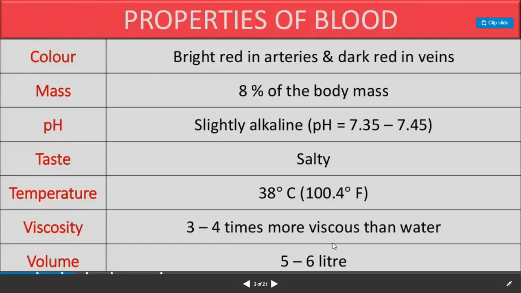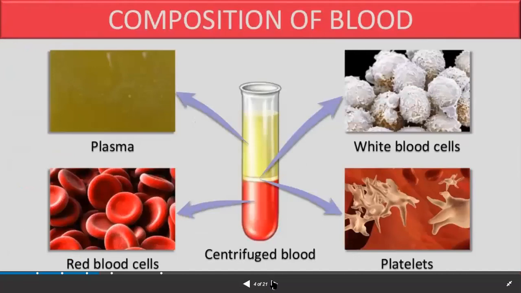Good. So these are the properties of blood. Now let's go into details. The composition of blood. Blood in itself is made up of two main parts: the liquid part of blood and what we call the solid part of blood. The liquid part of blood is called plasma, while the solid part of the blood is called the blood cells. So in composition, blood has two main parts, plasma and blood cells.